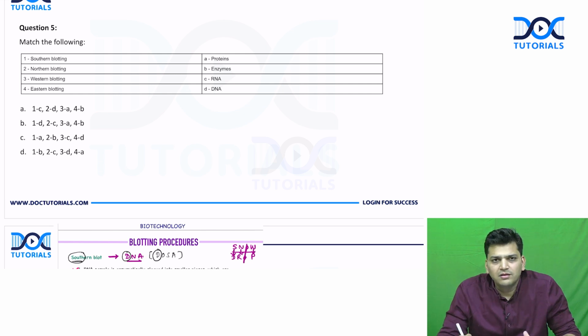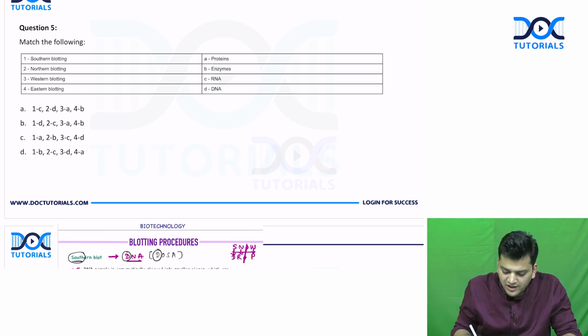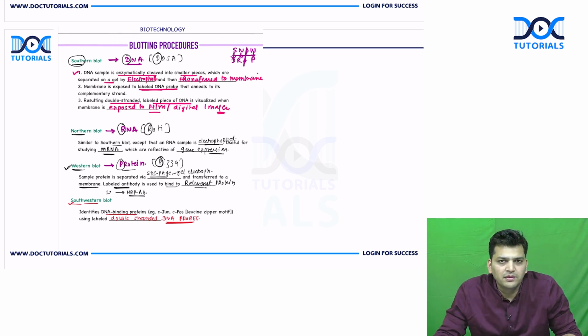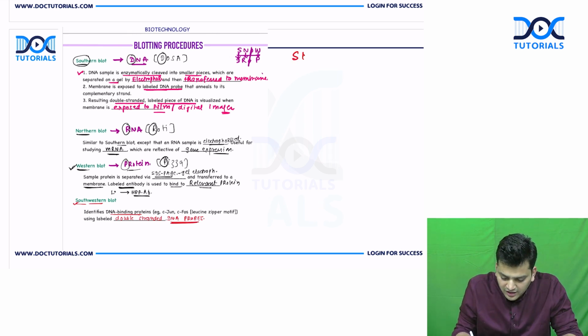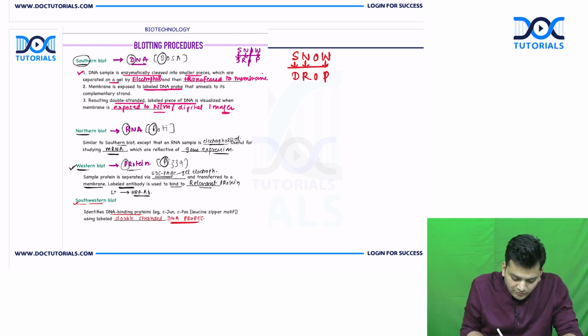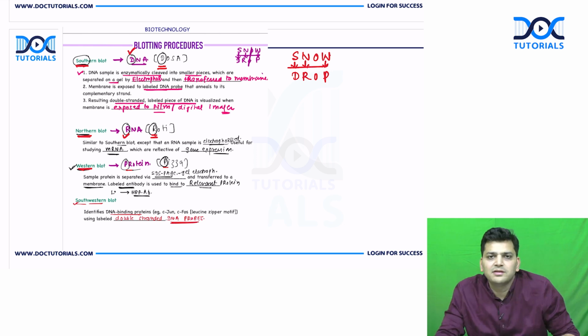Match the following. They have asked about the various blotting techniques. We have discussed one mnemonic. I will just show you the notes. The snowdrop. This is the mnemonic that we have discussed in the class also. When it comes to snowdrop, southern blotting is to detect any particular DNA. Northern is for RNA and western is for protein. We have also remembered it like this. In the south we have dosa. Dosa is DNA. North is roti. Roti is RNA. And in the west we have pizza, so proteins. So either snowdrop or dosa, roti and pizza.